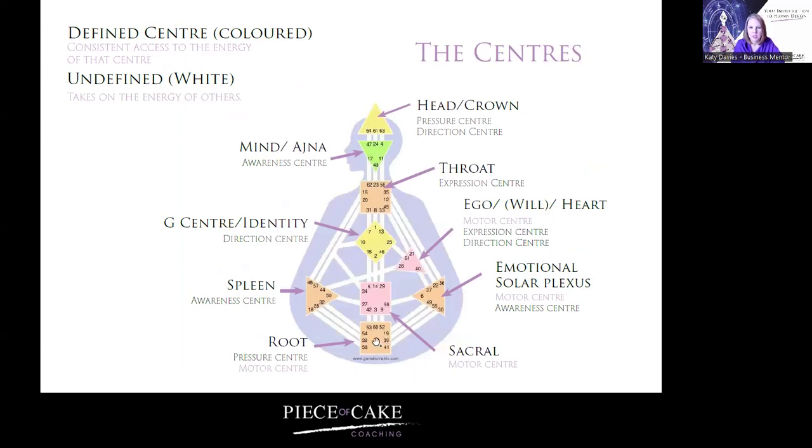Some of the centers have their own unique role, and some of them create pressure. Some of them are motor centers, so it's where we get our energy from. There's 4 motor centers: the ego, the emotional solar plexus, the sacral, and the root. The root and the head are pressure centers, so they create pressure. The spleen is an awareness center. You get awareness from your emotions, and you get awareness from your intuition from the spleen. The G center is all around your direction, so it helps direct you into which way you want to go and what you want.